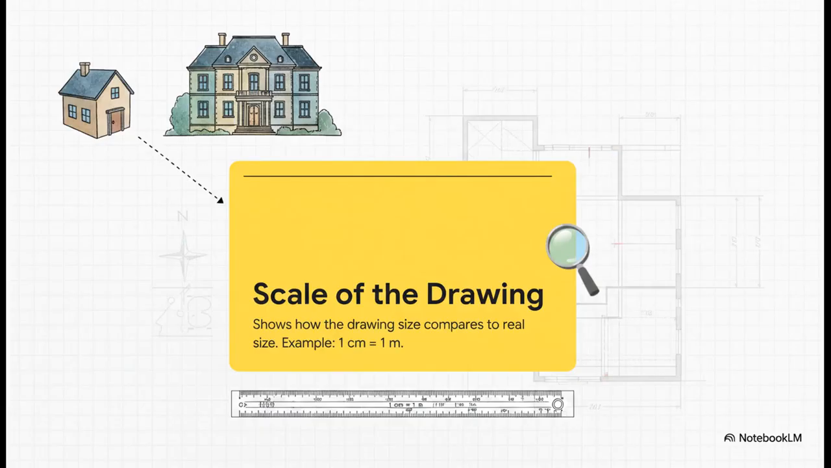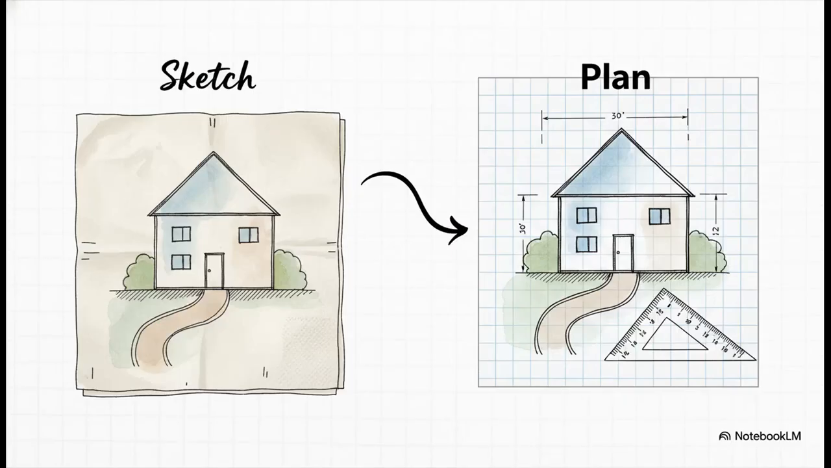Now, here's a good question. How do we know if that house on the plan is the size of a shoebox or a mansion? Well, that's where the scale comes in. It's like the secret decoder key, telling you how the measurements on the drawing translate to the real world. I mean, without an accurate scale, the plan is just a pretty sketch. The scale is what makes it a precise tool. It guarantees that every single element is the right size and in the right place relative to everything else.